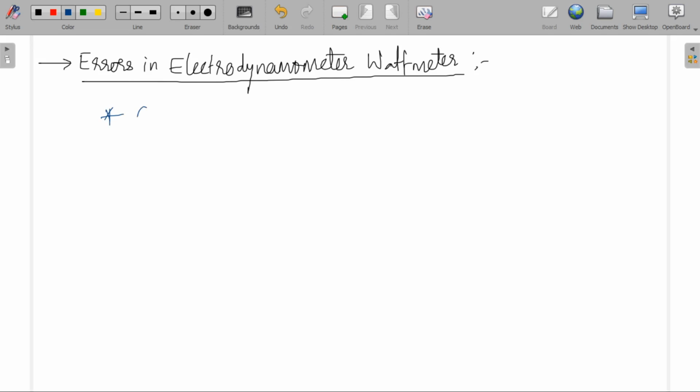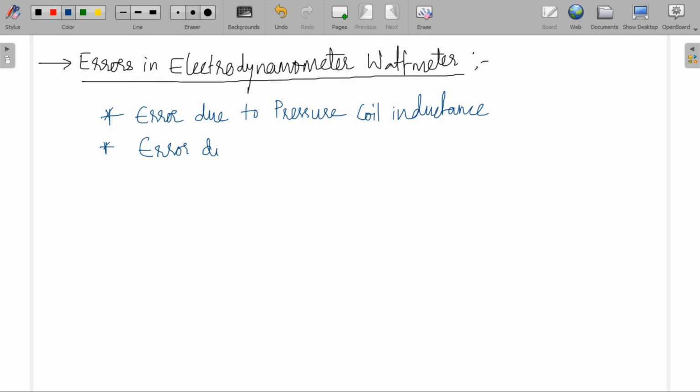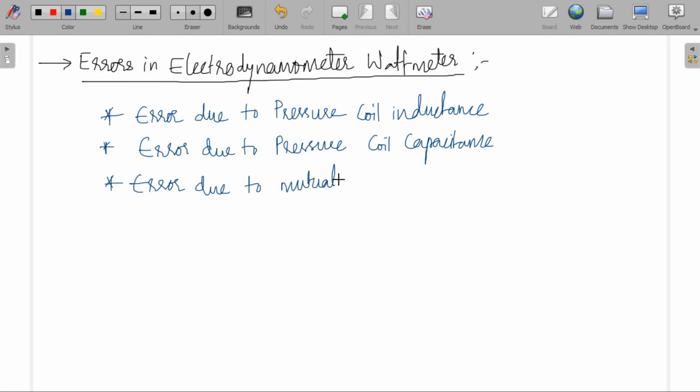Error due to pressure coil inductance. Error due to pressure coil capacitance. Error due to mutual inductance effects.